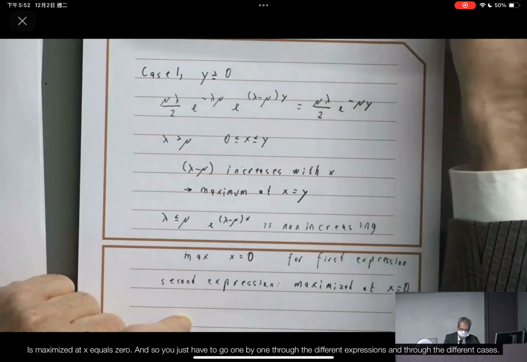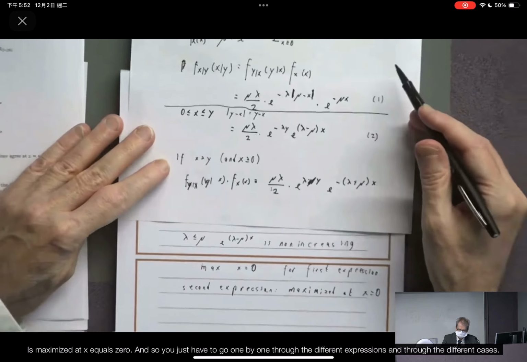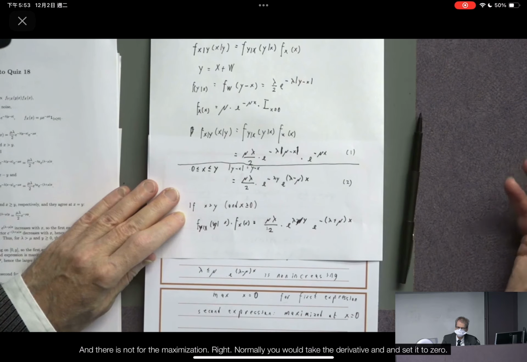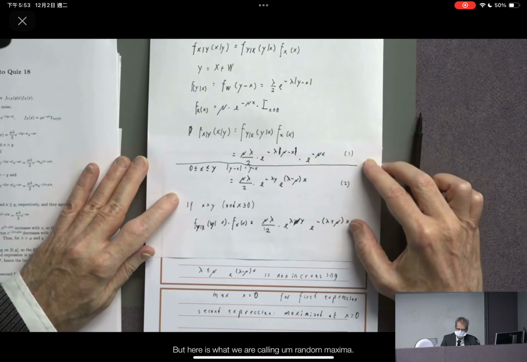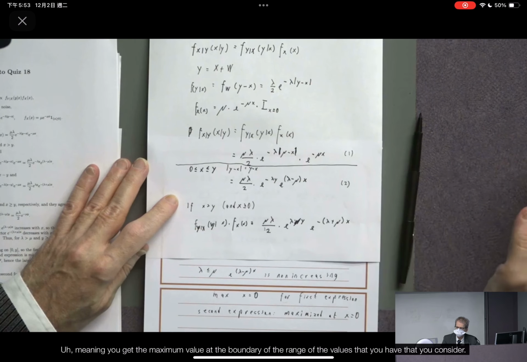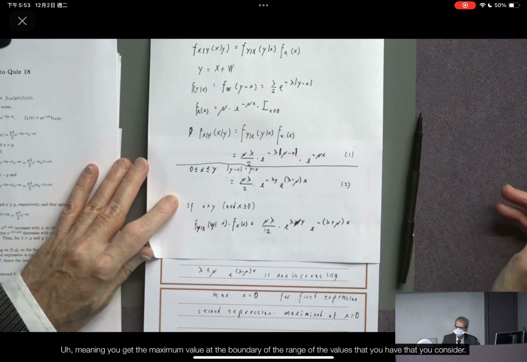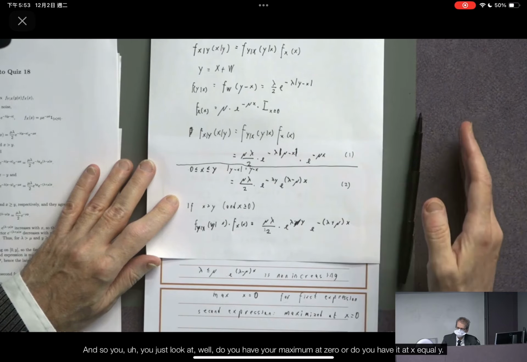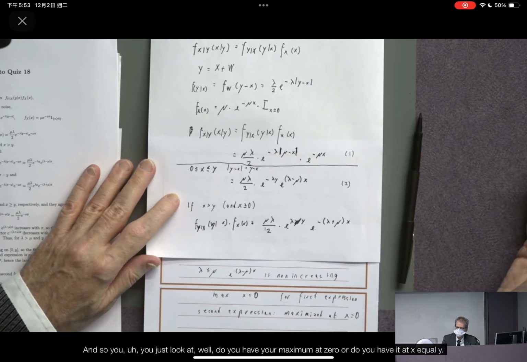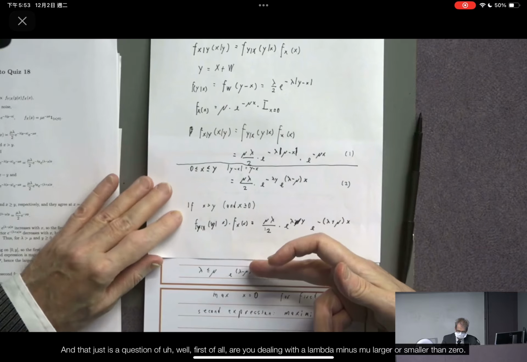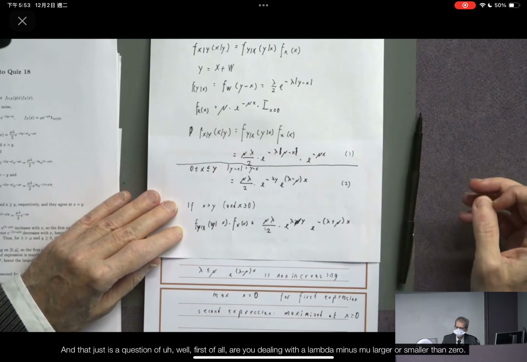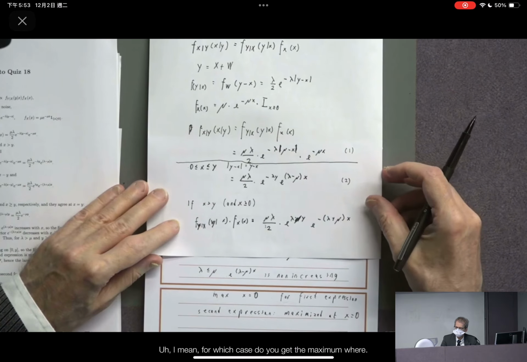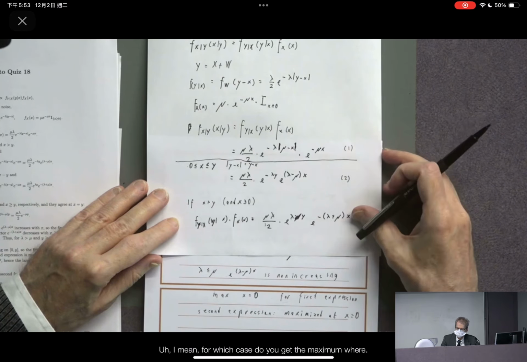And so you just have to go one by one through the different expressions and through the different cases. Normally you would take the derivative and set it to 0. But here is what we are calling Randmaxima, meaning you get the maximum value at the boundary of the range of the values that you consider. And so you just look at, do you have your maximum at 0 or do you have it at x equal y? And that is a question of, first of all, are you dealing with a lambda minus mu larger or smaller than 0? And then, of course, you have to look individually at the different expressions and see for which case you get the maximum where.